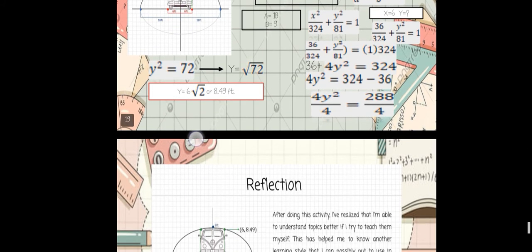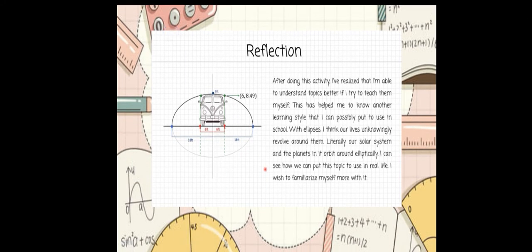Now to my reflection. So after doing this activity, I have realized that I am able to understand topics better if I try to teach them myself. This has helped me to know another learning style that I can possibly put to use in school with ellipses. I think our lives unknowingly revolve around them. Literally, our solar system and the planets in it orbit around elliptically. I can see how we can put this topic to use in real life. I wish to familiarize myself more with it.